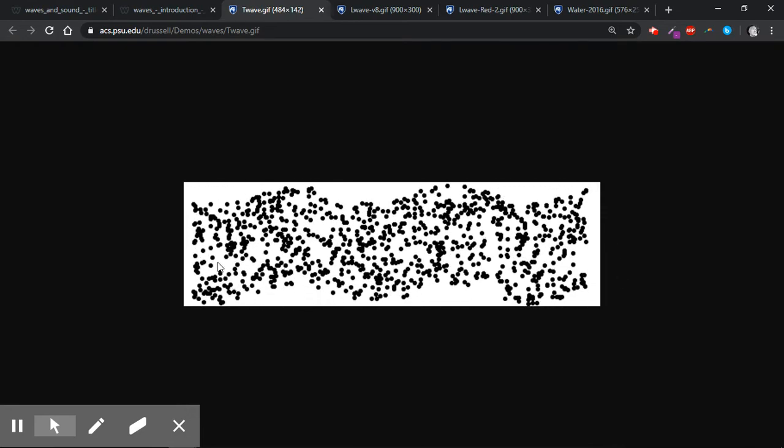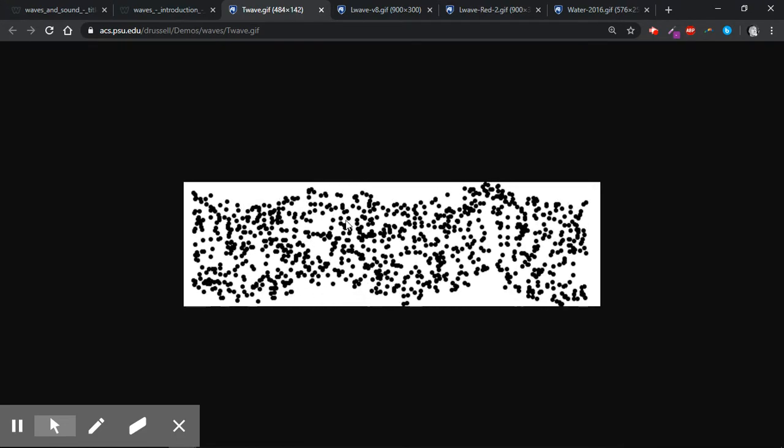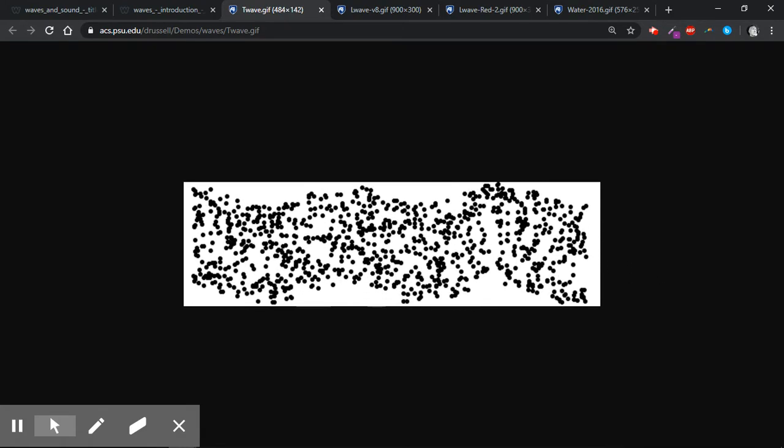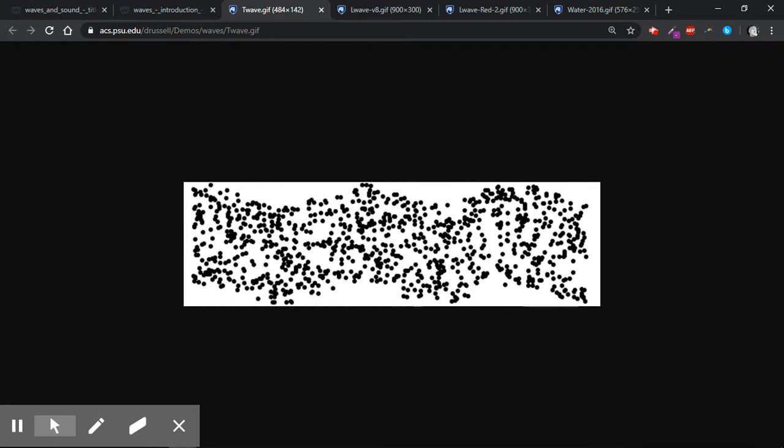So it just keeps going to the right. Okay, and you can see that the particles individually go up and down. The crest moves as do the troughs. Okay, so that is clearly a transverse wave.